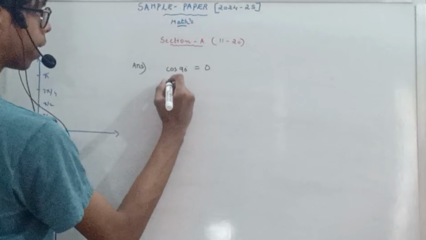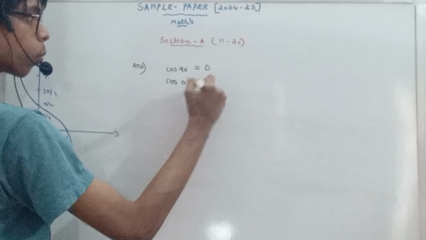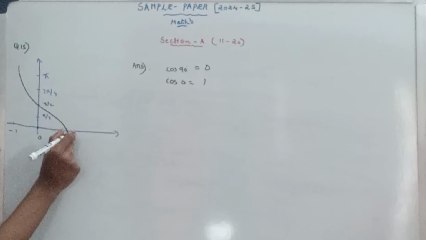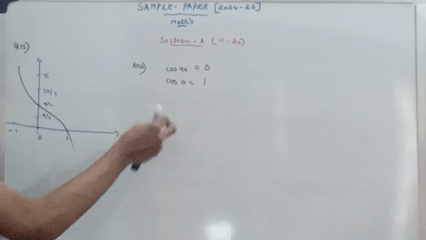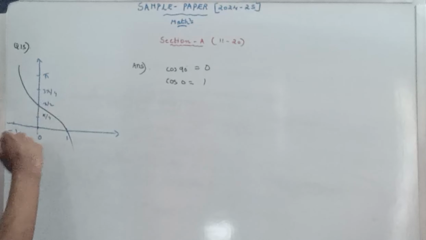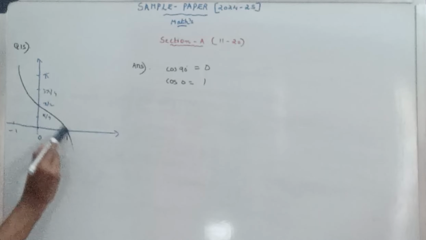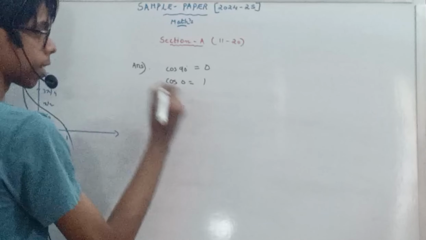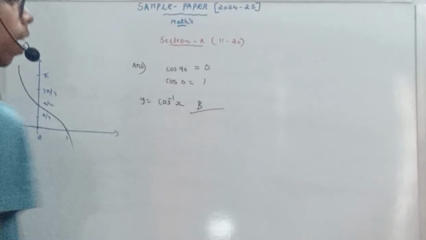Similarly, we can take one more example, cos 0 degrees. We know that cos 0 is 1. Here also, if you see, 0 corresponds to the point 1. Similarly, you can take any number of examples and clarify it. And this graph is drawn along the y-axis, which means this is the graph of cos inverse x. Cos inverse x is the correct answer.